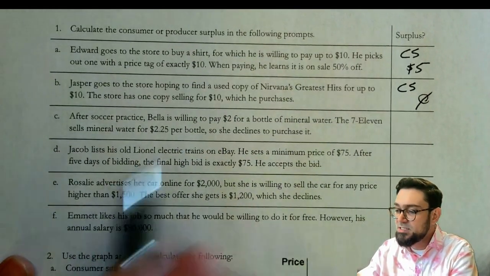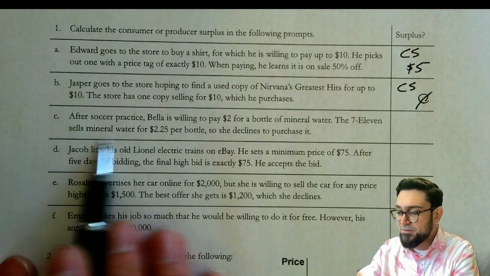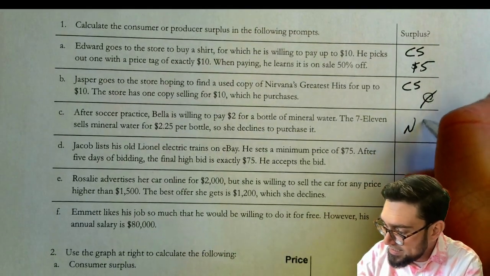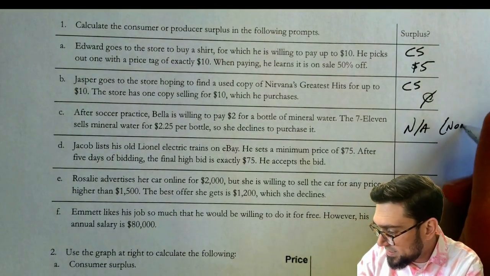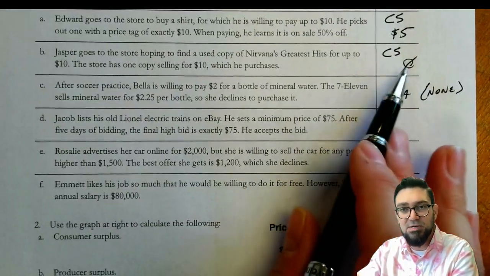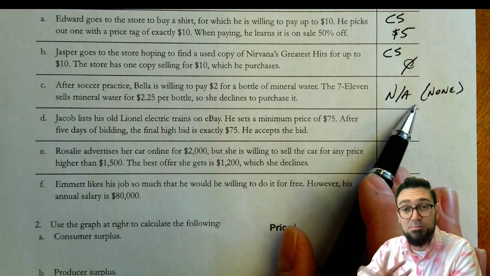C, after soccer practice, Bella's willing to pay $2 for a bottle of water. 7-Eleven sells it for $2.25, so she says no. So we would say there is not applicable or none, right? Because she doesn't transact in this. And that is a little different from that first statement, right? Because she really doesn't exist in this market.